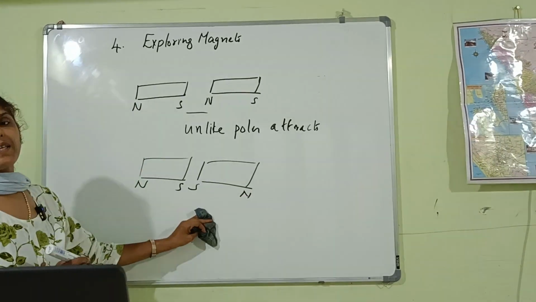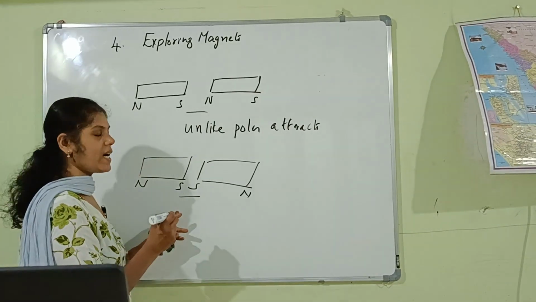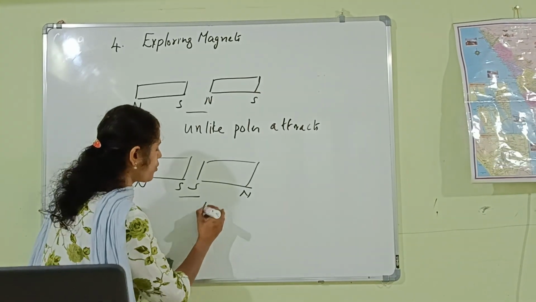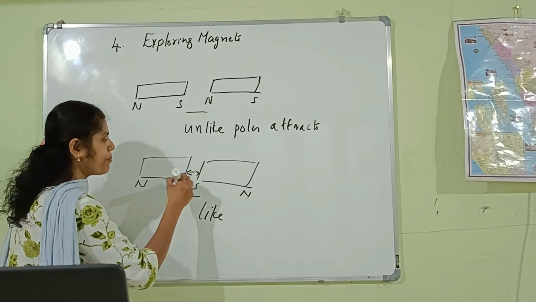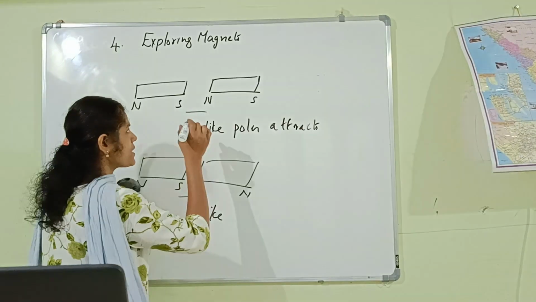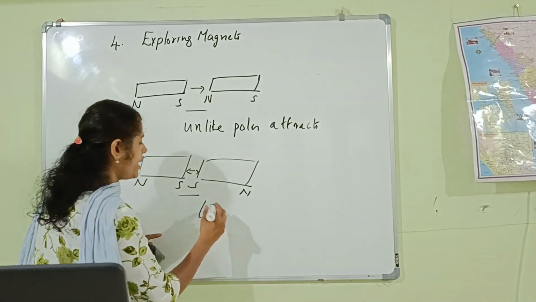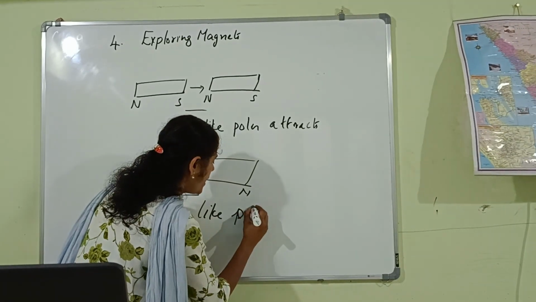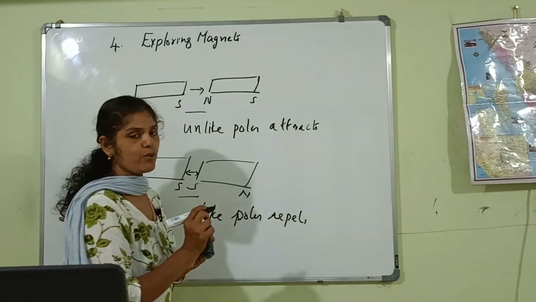A magnet is placed like this. You can see that these two poles are similar, so they are like poles. What happens to like poles? Like poles repel each other. So like poles repel each other, whereas unlike poles attract each other. That is another fact we have to understand.